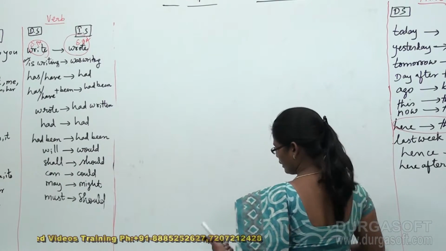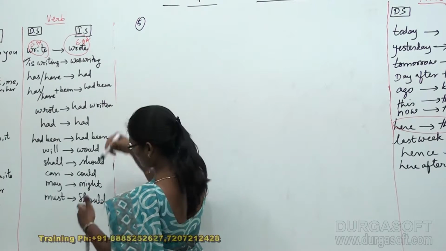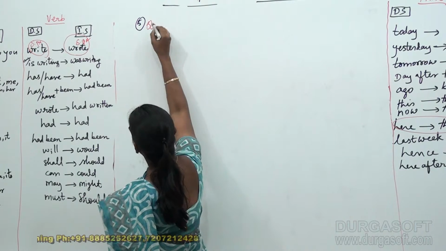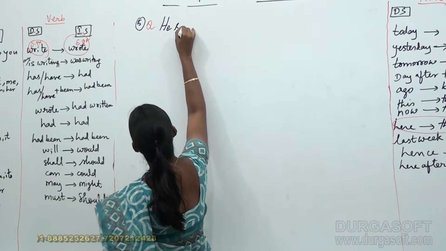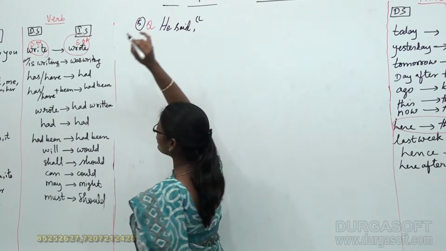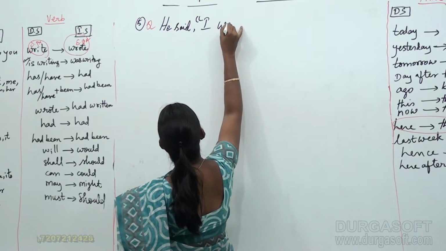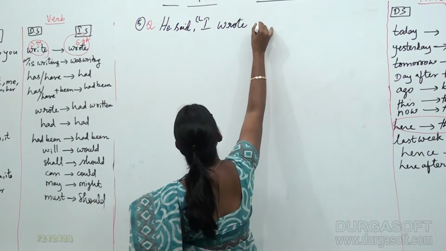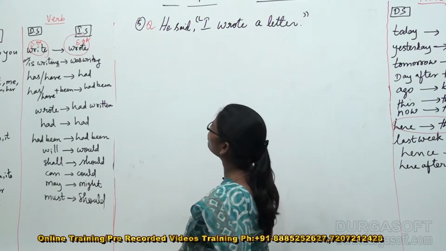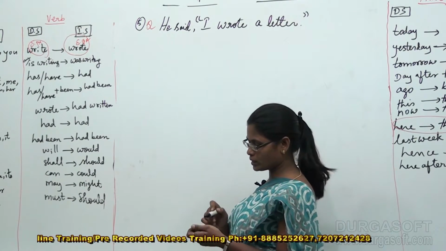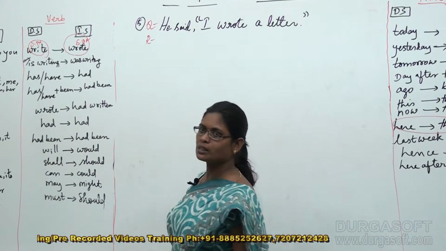Okay? Alright. See, this is my 5th rule and my quoted speech is this. My quoted speech I am going to introduce, that is he said, begin the inverted commas, I wrote a letter, full stop and close the inverted commas. This is my quoted speech. Okay. Now I should convert this quoted speech into reported speech.